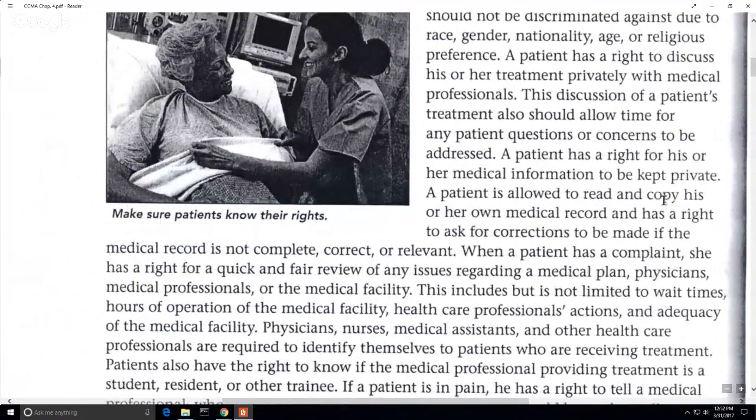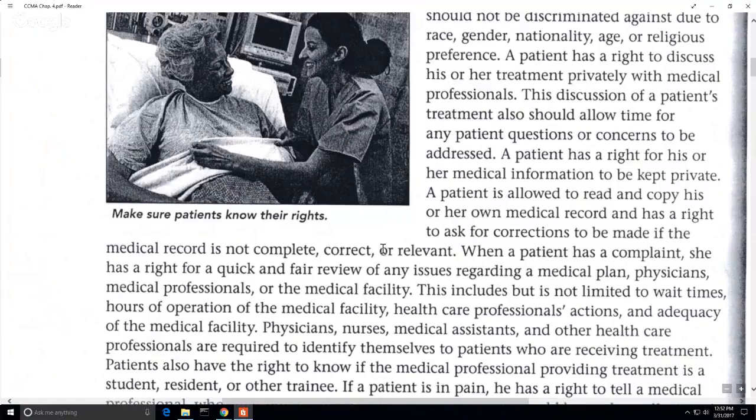A patient has a right for his or her medical information to be kept private. The patient is allowed to read and copy his or her own medical records and has the right to ask corrections to be made if the medical record is not complete, correct, or relevant.